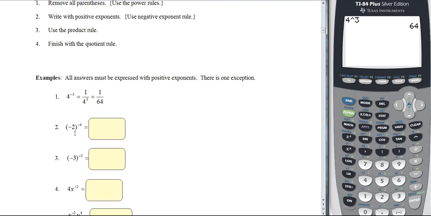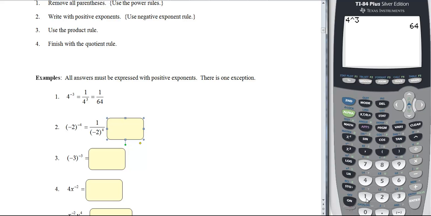So I've got negative 2 in parentheses raised to the negative 4 power. Now technically when I say to remove all parentheses, this is when you have more than one thing in here. If you just have one single base, distributing in does not work. So I need to get rid of the negative exponent first. So I'm going to have 1 over negative 2 raised to the fourth. And if you multiply negative 2 by itself 4 times, you should end up with 16.